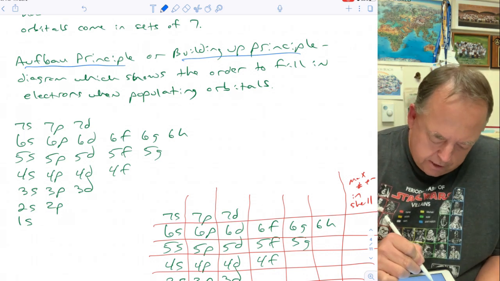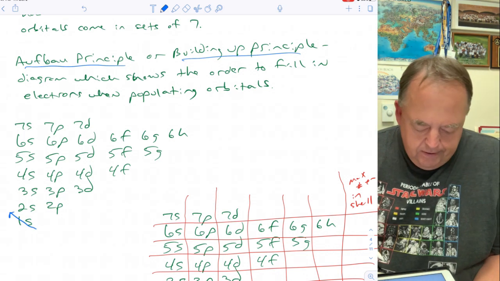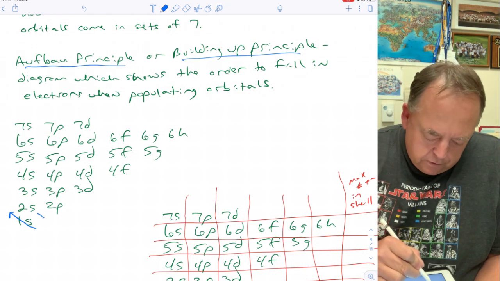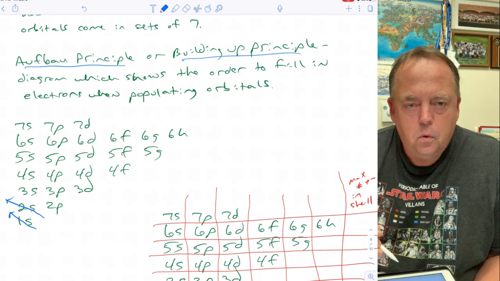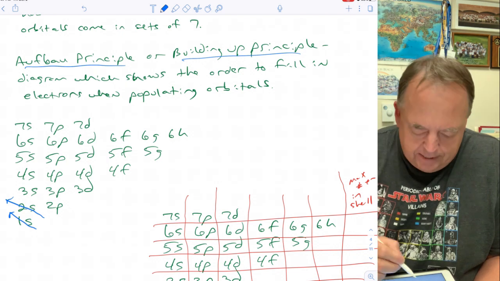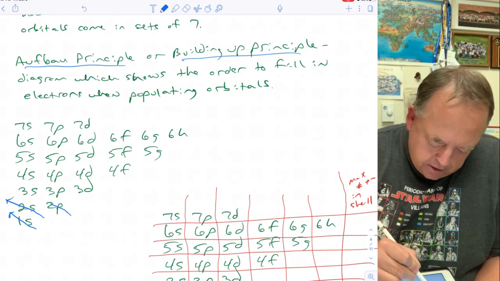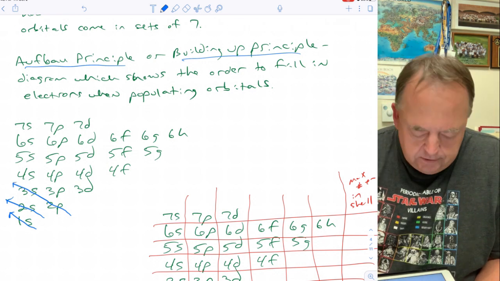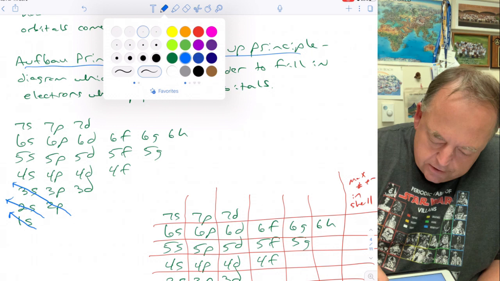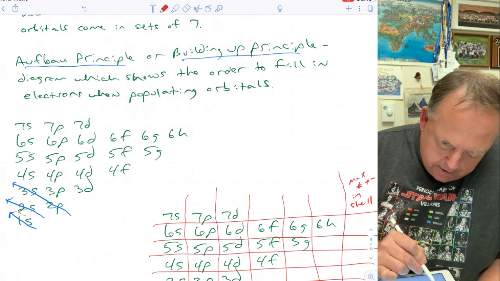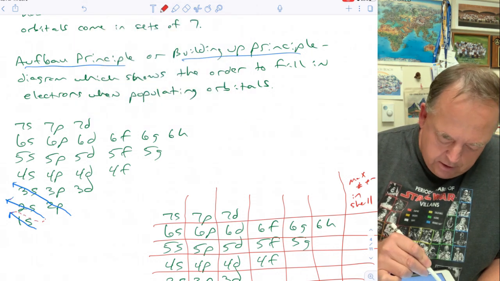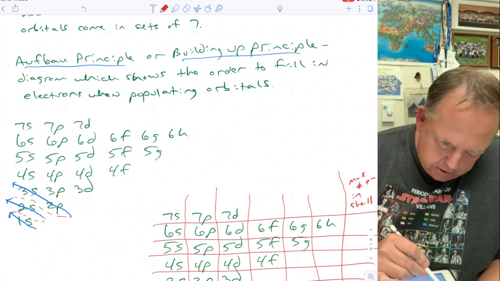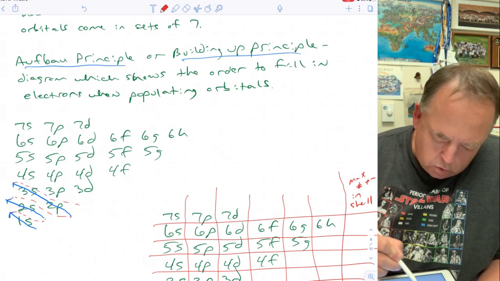We start with the 1s, so we're going to fill it up. And then we're going to go up these diagonals. Once the 1s is full, then we fill the 2s. Once the 2s is full, then we drop back down and go up the next diagonal. Then we fill the 2p, and after the 2p is full, then you fill the 3s. All right, so we go up a diagonal, and then we drop back down and go up the next diagonal, and then we drop back down and go up the next diagonal, and again.